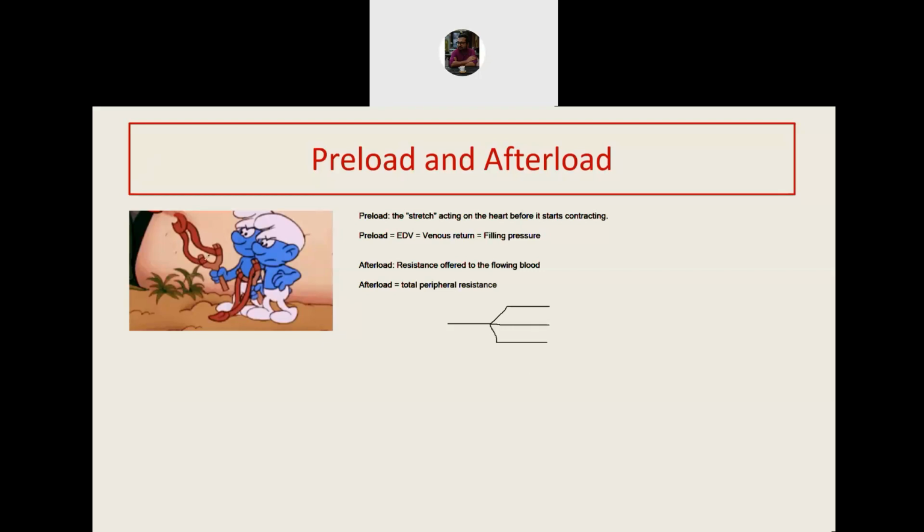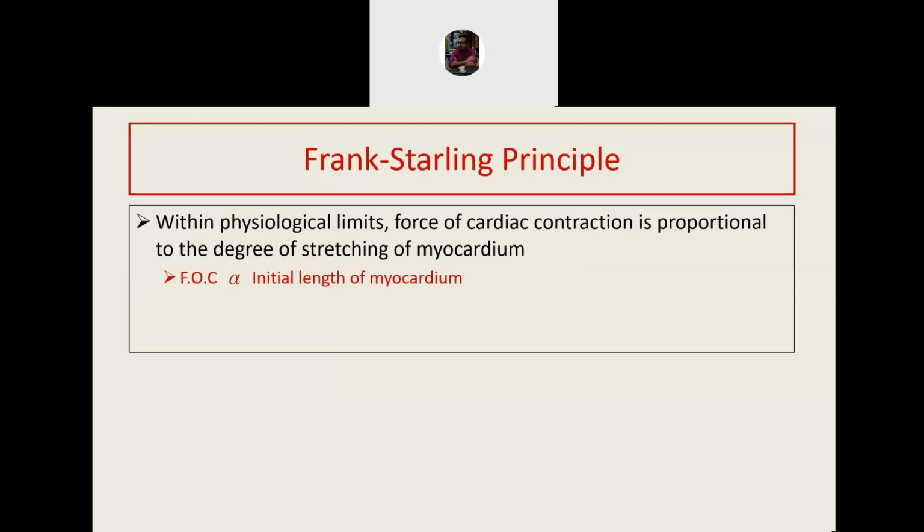So if we see graphically how preload and afterload will influence the cardiac output, then we can take the help of the Frank-Starling principle. Frank-Starling's principle defines the relationship between preload and cardiac output. It says that greater the initial length of the myocardium, greater is the force of contraction. I'm repeating again. Greater the length of the myocardium means greater is the stretch, greater is the force of contraction. When you apply this law to the whole heart or whole ventricle, it can be modified as the stroke volume is proportional to the end diastolic volume.